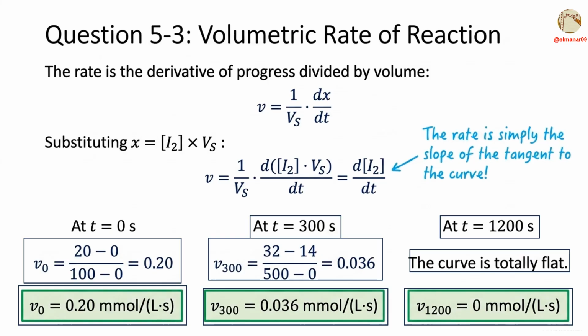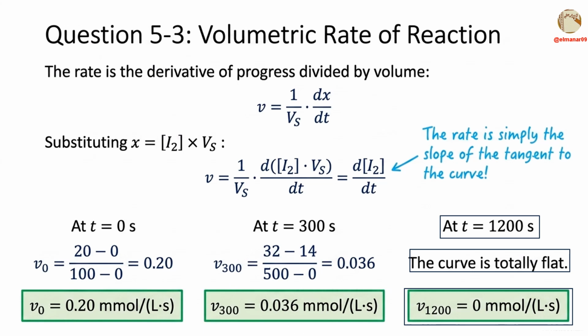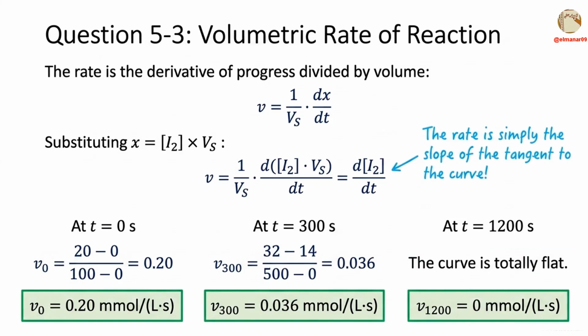Let's compare. At t equals 0, the curve is very steep, V equals 0.20, meaning the reaction is racing. At t equals 300 seconds, the slope is much flatter, V equals 0.036, so it's slowing down. Finally, at t equals 1200 seconds, the curve is totally flat, meaning the speed is 0. The reaction has crossed the finish line and stopped.